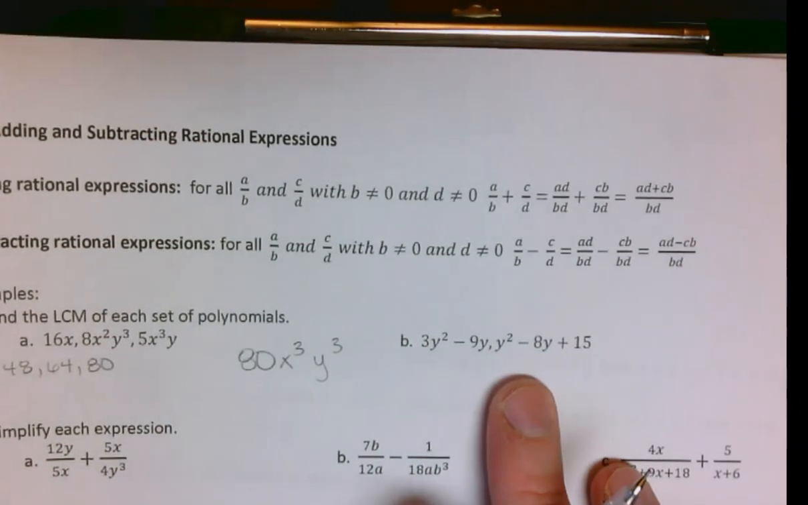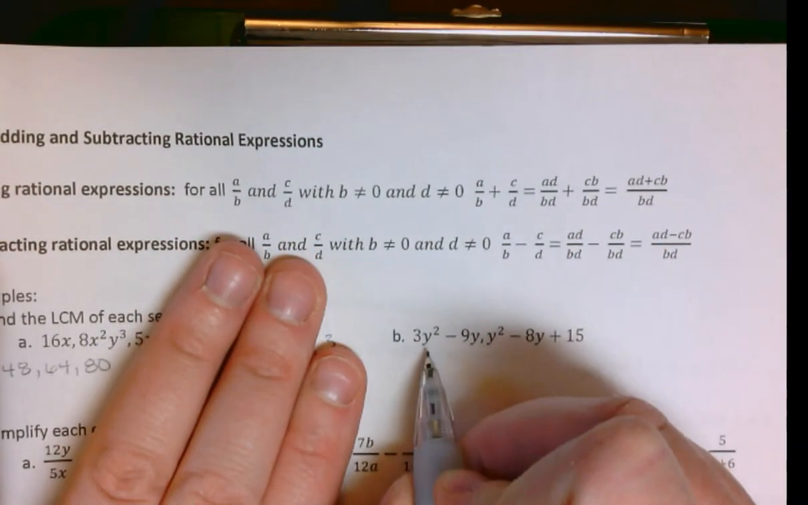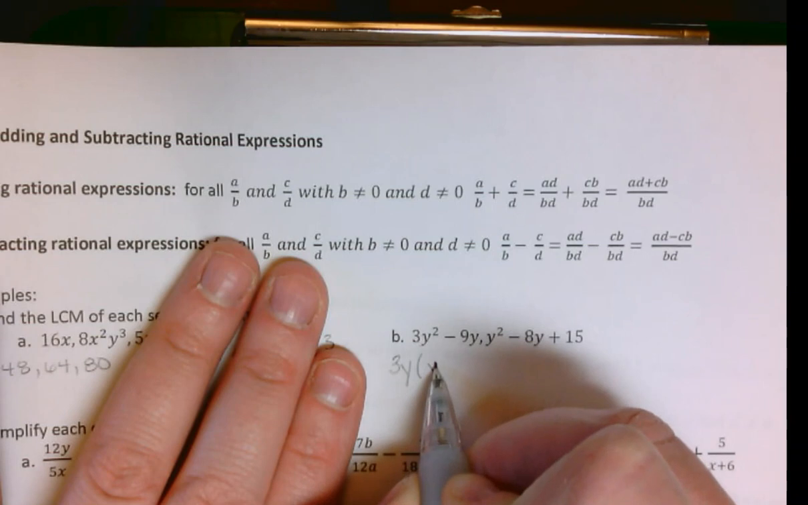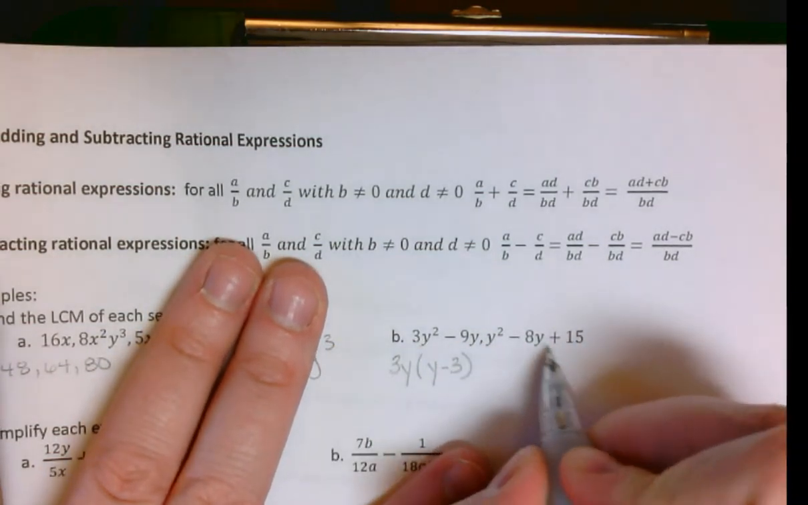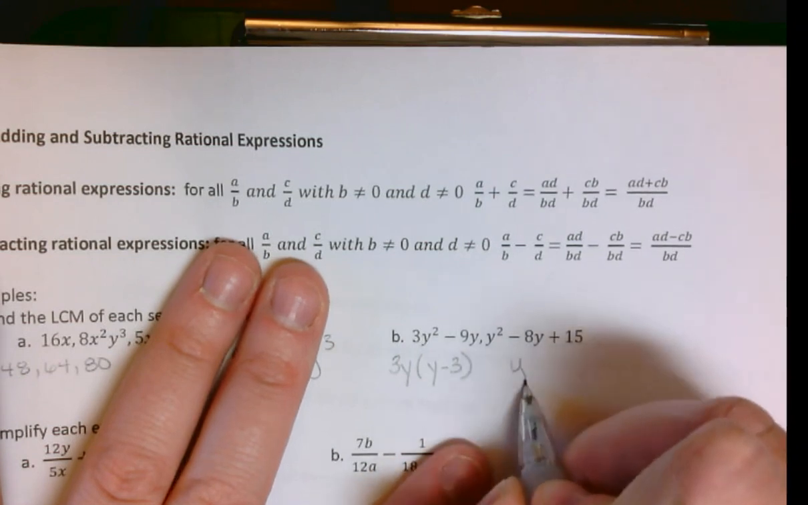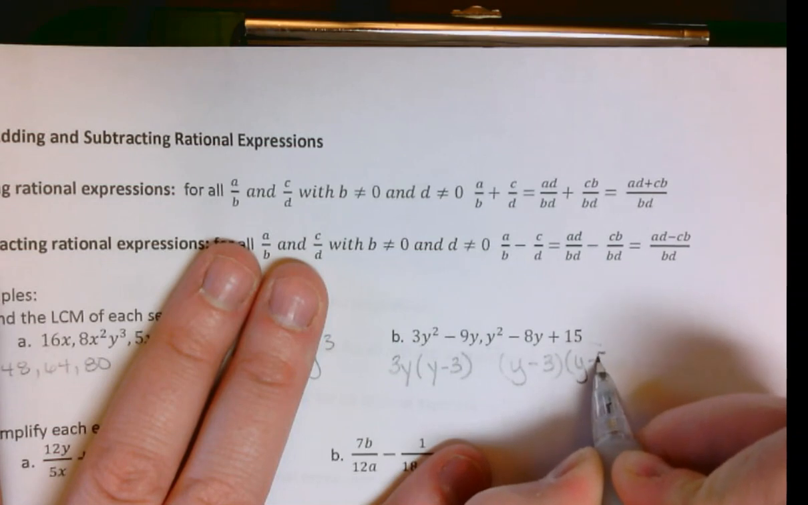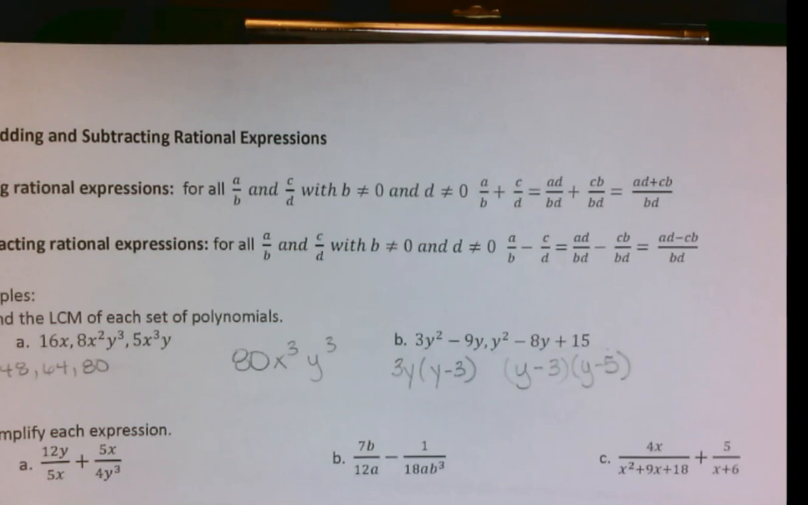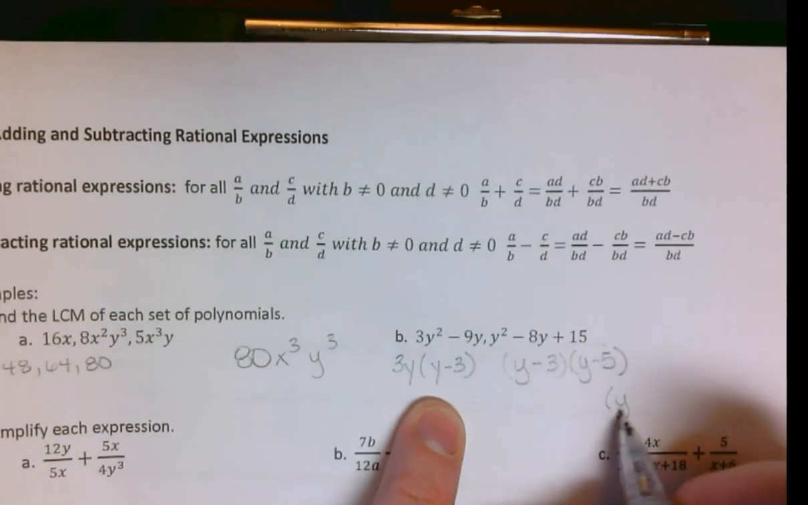Out of these, you need to factor and see what each one has. So out of this first one, I have a 3y times y minus 3. So I factor the first term, just break it down. When I factor this term, I'm going to have a y minus 3 and a y minus 5. So the LCM, when it comes to polynomials, you want to find the value that has all the parts. So each of them both have a y minus 3, so that is a part of my LCM. So y minus 3.